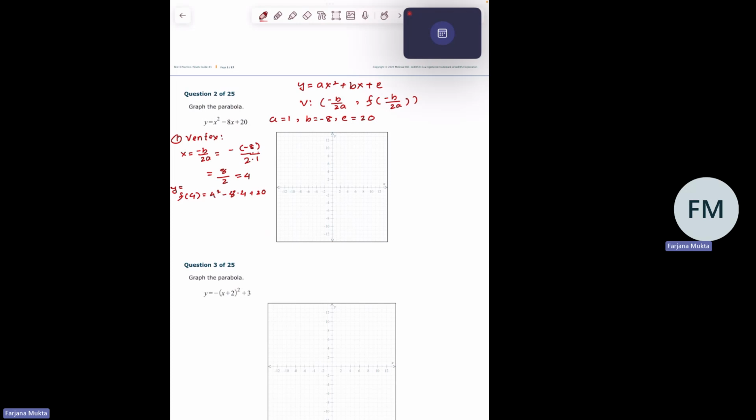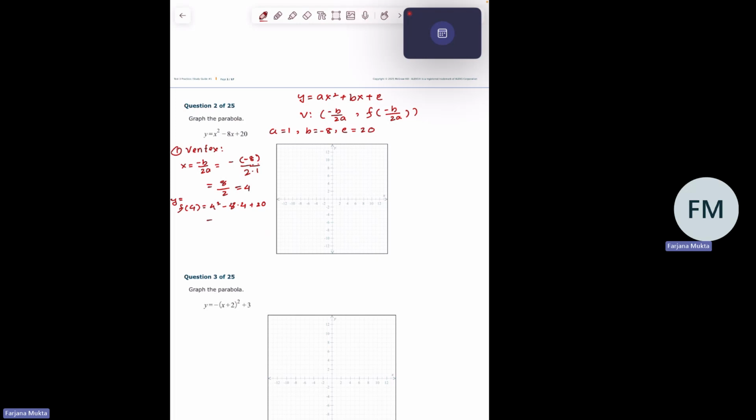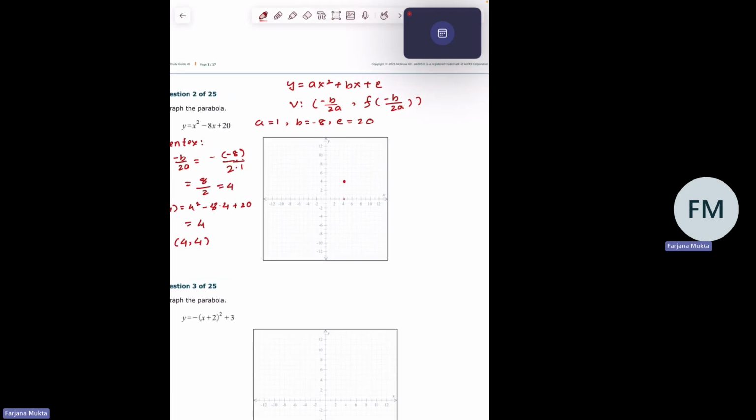All right, so now let's calculate that. If you calculate that correctly, go ahead and do that by yourself. It should be 16 subtract 32 plus 20. So 16 plus 20 is going to be 36. Subtract 32, which is 4. Our vertex is (4, 4). Let's look at that. So 4, and then up here 4. Okay.